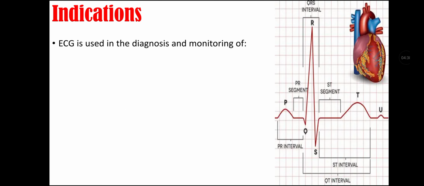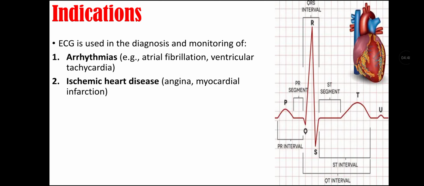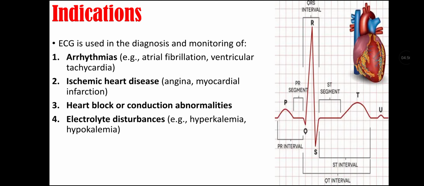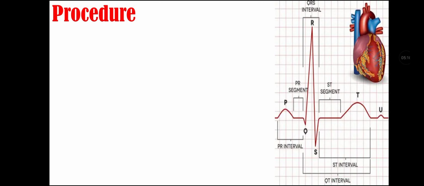Indications of ECG. ECG is used in clinical diagnosis and monitoring of arrhythmias that include atrial fibrillation and ventricular tachycardia, ischemic heart disease that includes angina and myocardial infarction, and also diagnosis and monitoring of heart block or conduction abnormalities, electrolyte disturbances like hyperkalemia and hypokalemia, and structural heart disease, and also to monitor response to medications and preoperative assessment of patients.